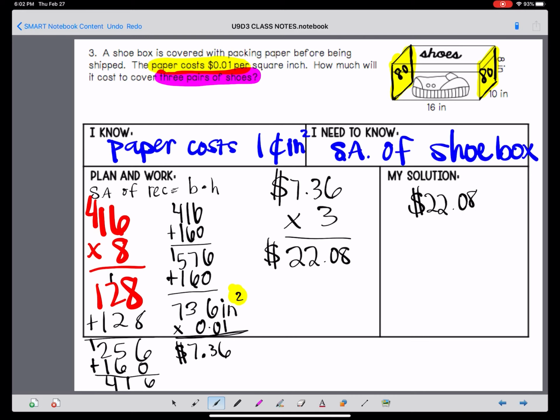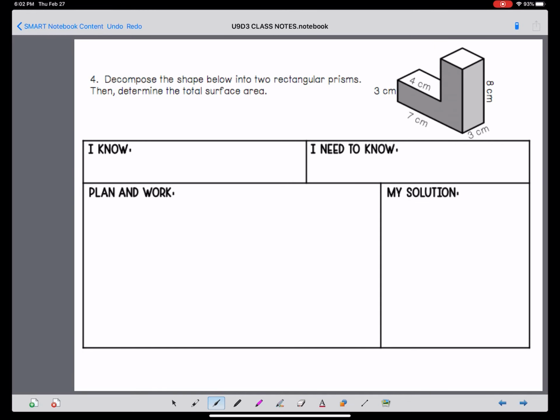Wow, that was quite a bit of work. Like we said earlier, we can use these problems to solve real world scenarios. And yeah, it does take quite a bit of steps, but you can do it if you're patient and you just break it down. All right, let's go ahead and solve the fourth question, fourth and last. This one says decompose the shape below into 2 rectangular prisms, then determine the total surface area.